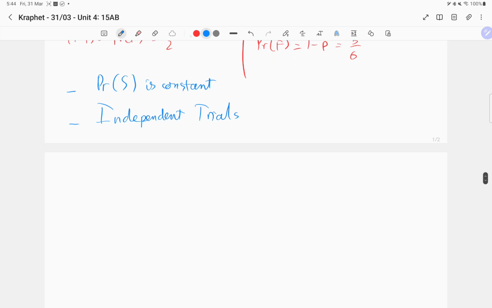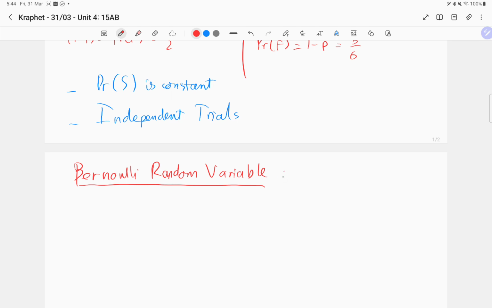Next is the concept of a Bernoulli random variable. The outcome from a Bernoulli trial is represented by a Bernoulli random variable.